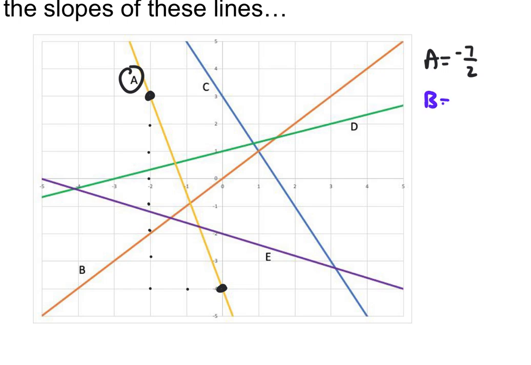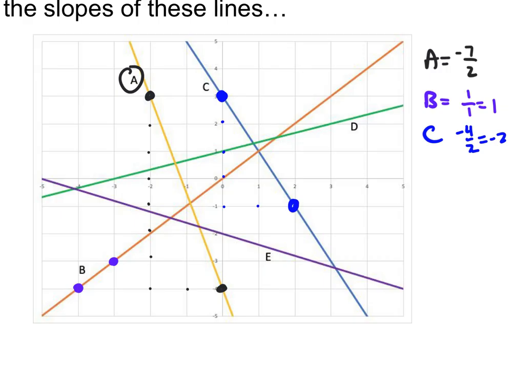B is going to be pretty simple. If I start here, I go there. So I'm going to go up 1 over 1. So B is just going to be 1. C is this blue line. Well, I've got a point here and a point there. So that's going to go down 1, 2, 3, 4 over 2. So that'd be -4 over 2 or just -2.